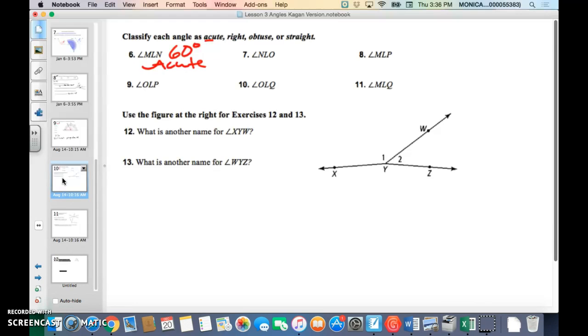We're looking at number 12. What's another name for XYW? I'm going to trace it, X. Y is going to be my vertex up to W. Well, I can see we can also call that angle 1.